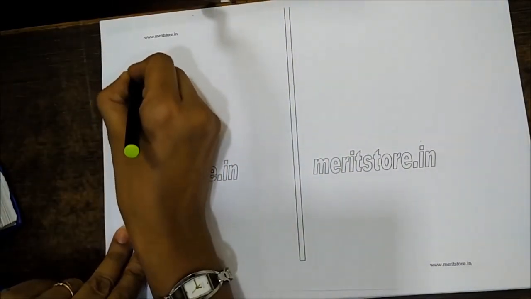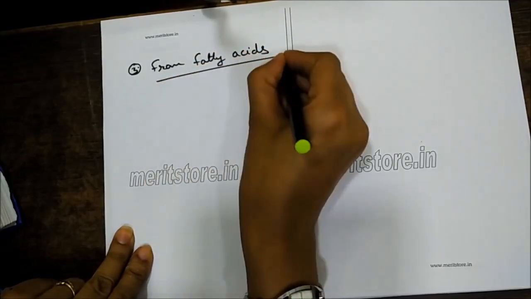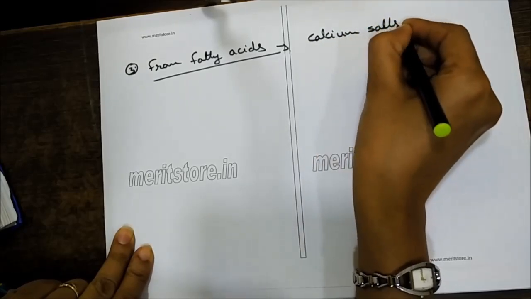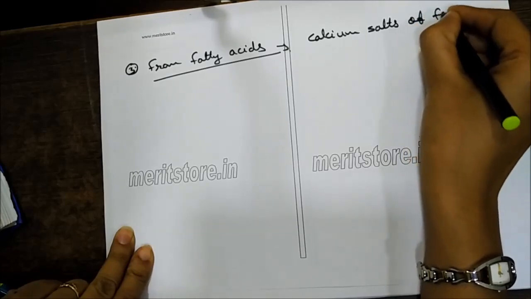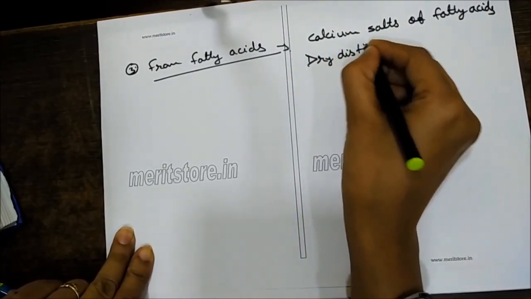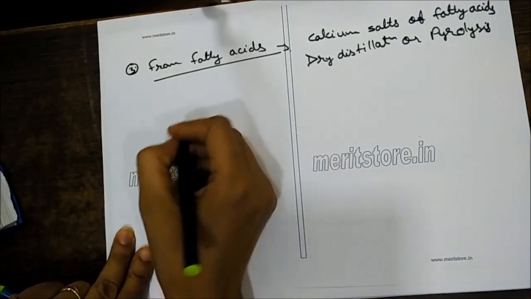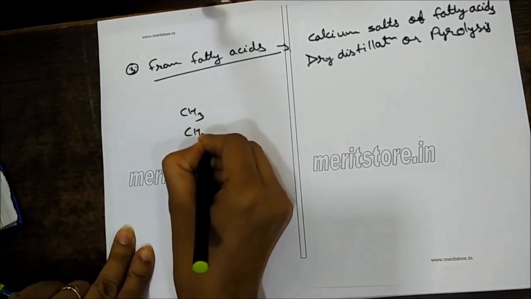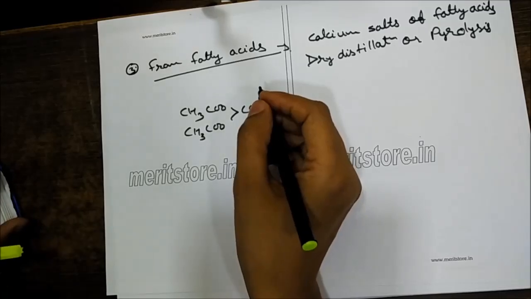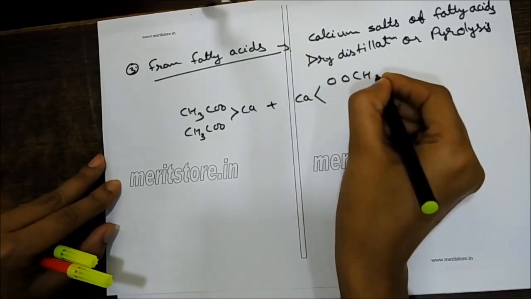Next method is from fatty acids. Calcium salts of fatty acids on dry distillation or pyrolysis, that is heating, will give aldehydes or ketones. This is our calcium salt of fatty acid, and another salt of fatty acid.